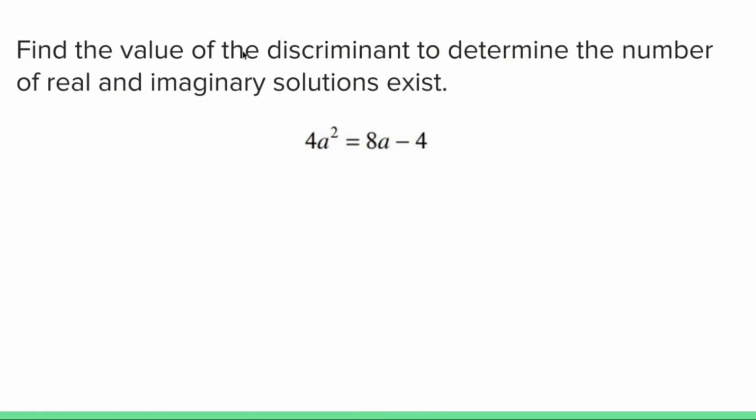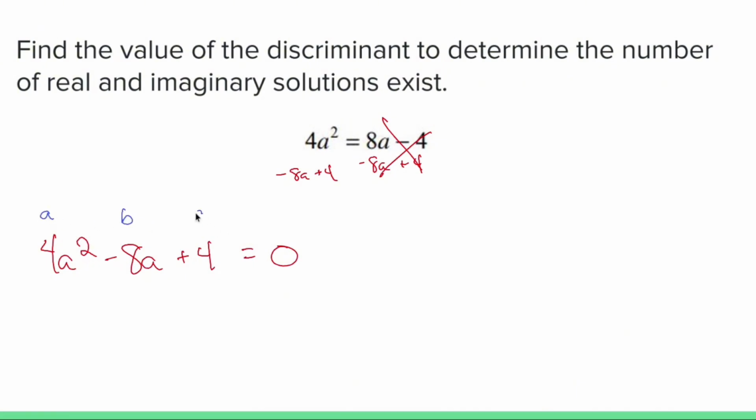Find the value of the discriminant to determine the number of real and imaginary numbers. Okay, so discriminant is basically you have to set everything equal to 0. So let's subtract 8a, add 4 to both sides. That'll cancel out the entire right side. 4a squared minus 8a plus 4 equals 0. Okay, treat this like quadratic formula. Label you A, label you B, label you C.